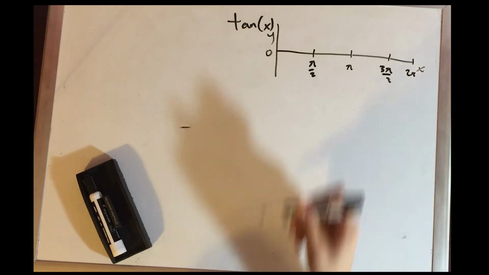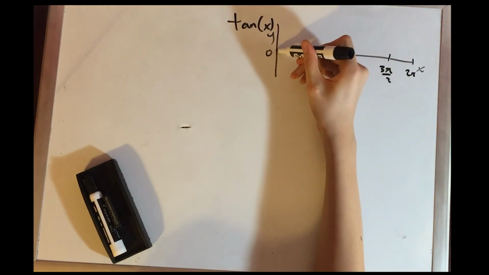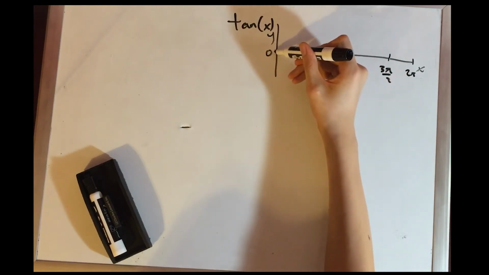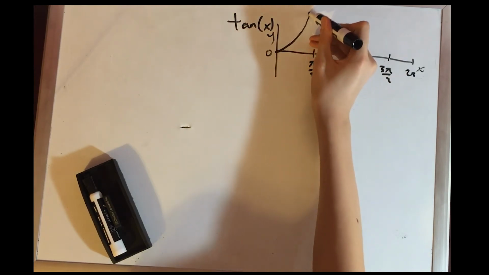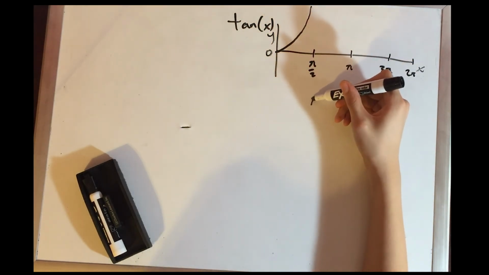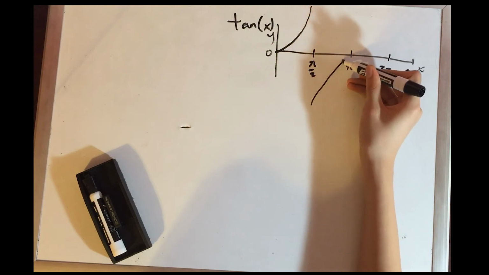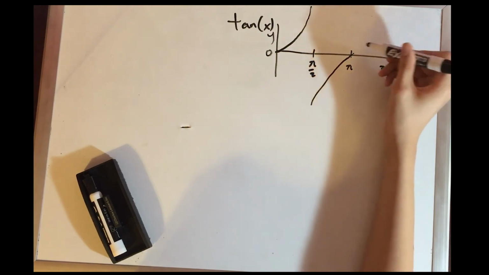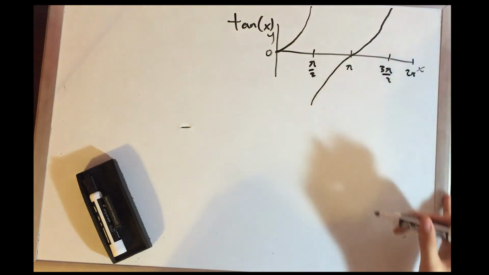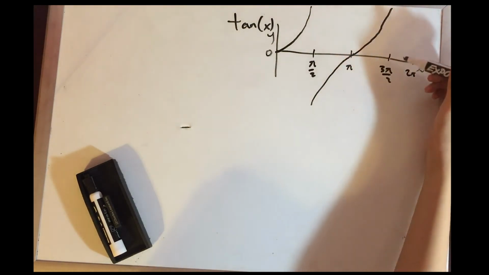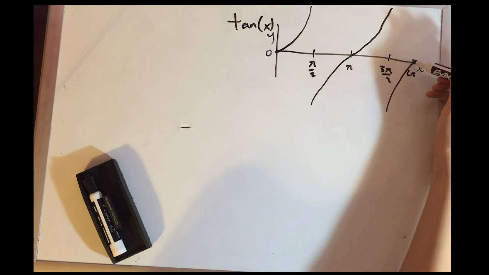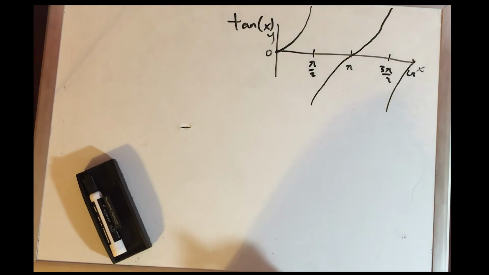So tangent of x starts at x equals 0, y equals 0. It starts at the origin. And then it goes to an asymptote all the way up at pi over 2. And then it comes down from the asymptote from pi over 2, and it goes to 0 at pi. And then it goes up to 3 pi over 2, and there's an asymptote right there. And we come down from the asymptote, and we hit 0 at 2 pi again.